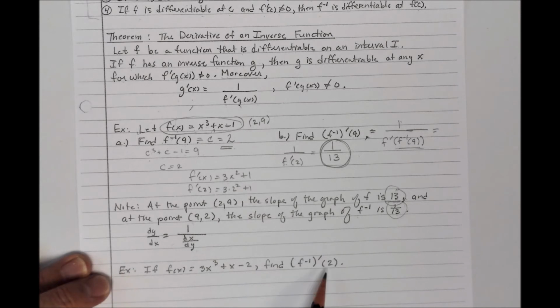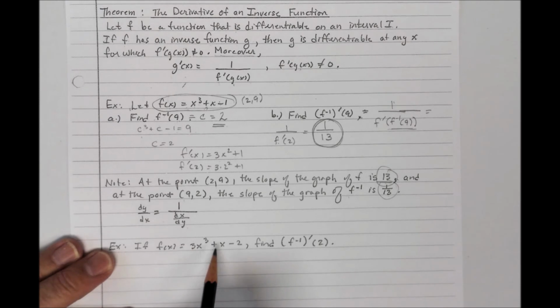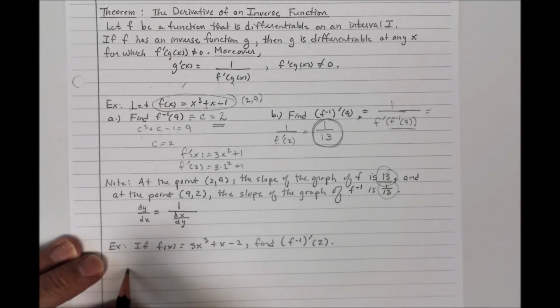So let's try one more of these. These are a fun time. Now again, one-to-one function here, and I want f inverse prime of 2, which should be 1 over f prime of f inverse of 2. Now I need to know what f inverse of 2 is. What would I plug in that would give me 2?